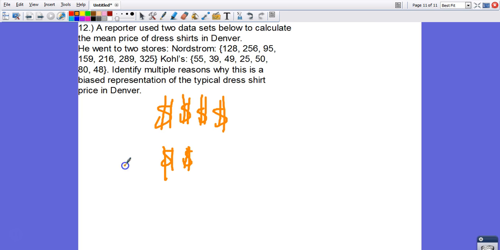Also, along that same line, Nordstrom might have the newer representations and Kohl's might have knockoffs that were done last year. There's a ton of different reasons and we can go over them again in class.